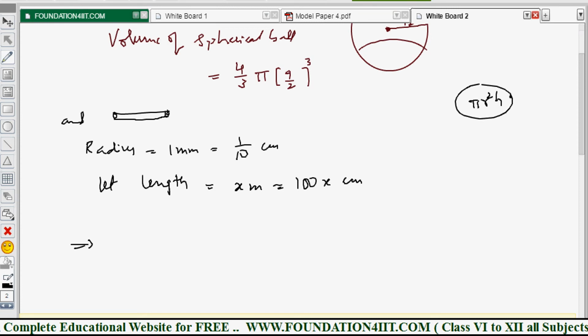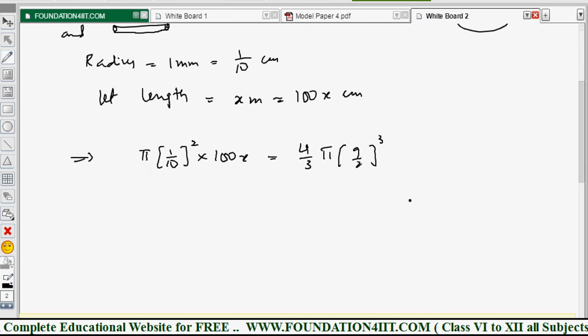So h is nothing but the height, so there is a length. If you apply that, 1 by 10 is the radius. So pi r square h, with r as 1 by 10, and h is the length, that is 100x. That should be equal to the volume of the spherical ball, that is 4 by 3 pi 9 by 2 cube. That's it. If we simplify this, we will get the x value.